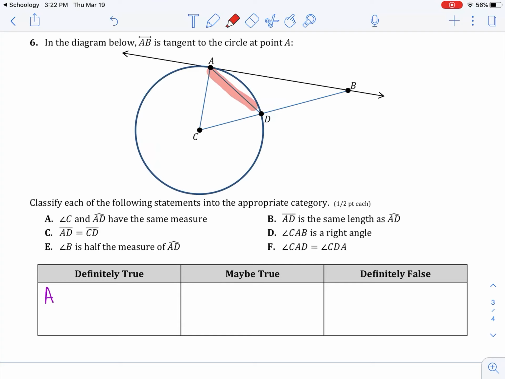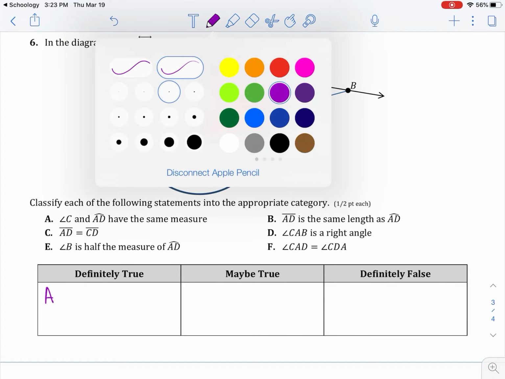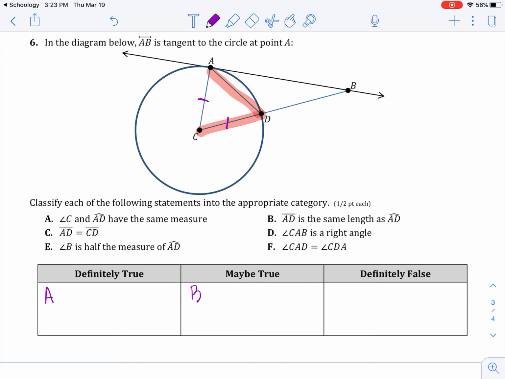Okay, next one. AD is equal to CD. Okay, so what you have to know here is that what do we have here? So I know that AC and CD are radii. So those are definitely congruent, those two that are marked in purple there. But what about the two red ones? So my question is when I have an isosceles triangle, does this side always have to be congruent to it? No, right? It can be, but it doesn't have to be. So that is a maybe true. It's not necessarily true, but it's not definitely true for sure.